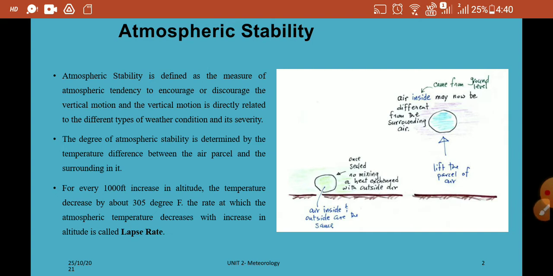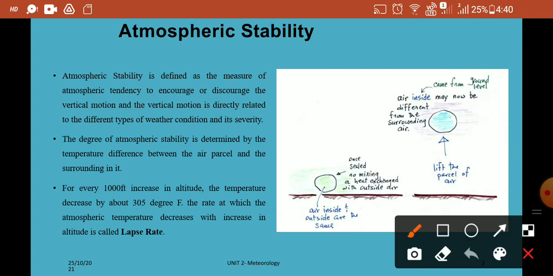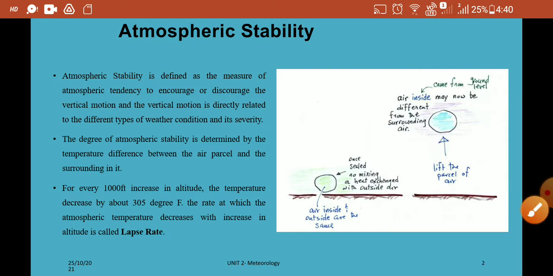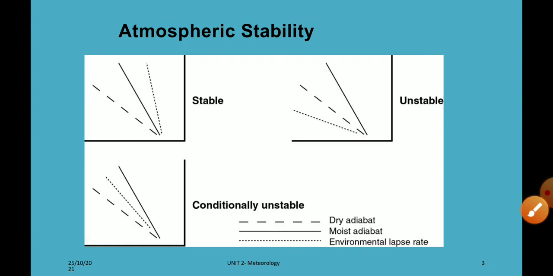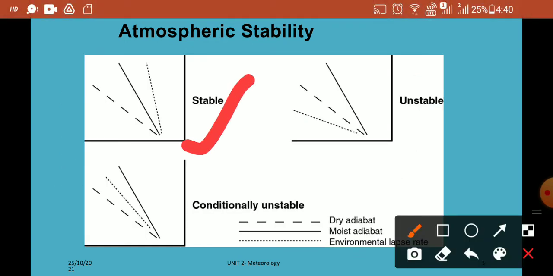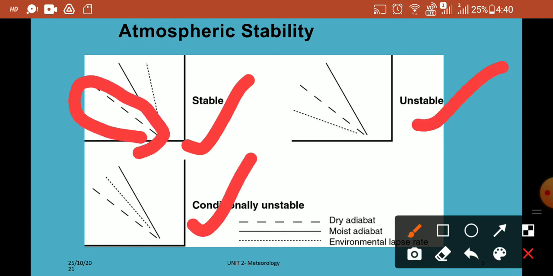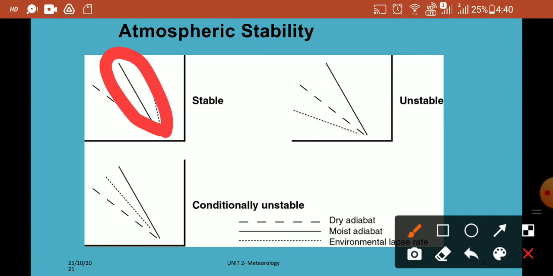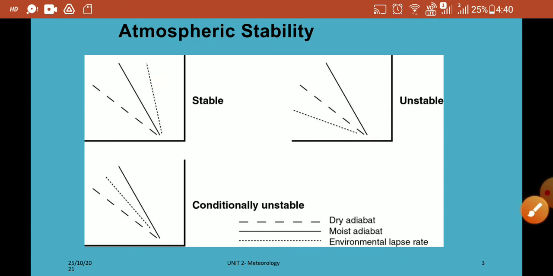The degree of atmospheric stability is determined by the temperature difference between the air parcel and the surrounding air. This one is an example of the stable case, this is unstable, and this is conditionally stable. The dashed line indicates the dry adiabatic process, the thick line indicates the moist adiabatic process, and the dotted line indicates the environmental lapse rate.